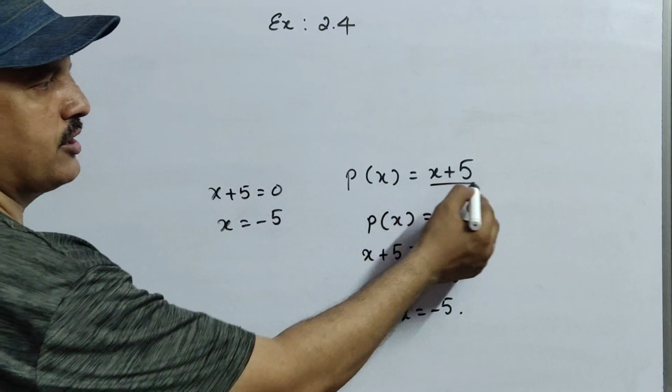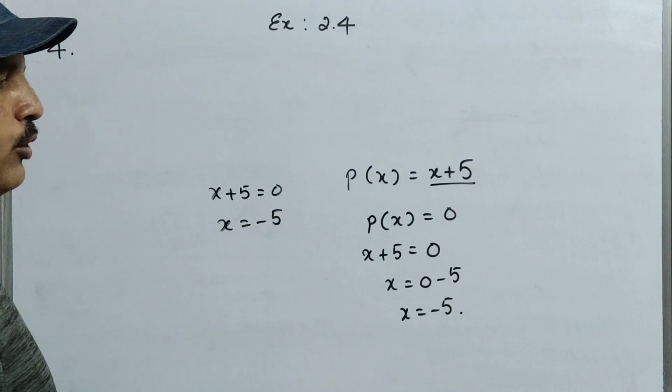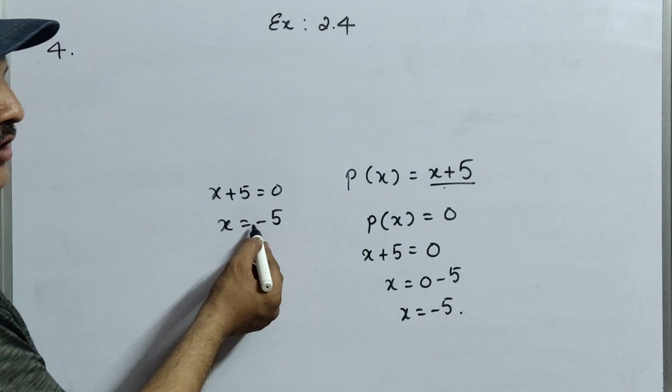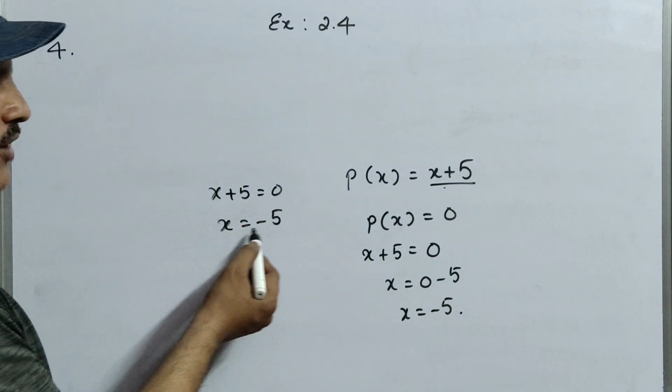Is it clear? See the question. Zero of the polynomial means you have to make this one equal to 0 and find the value of x. Then you will get the value of x.